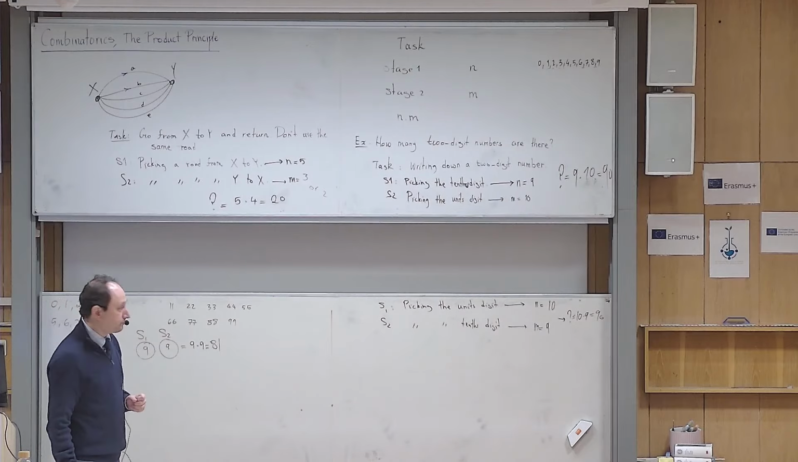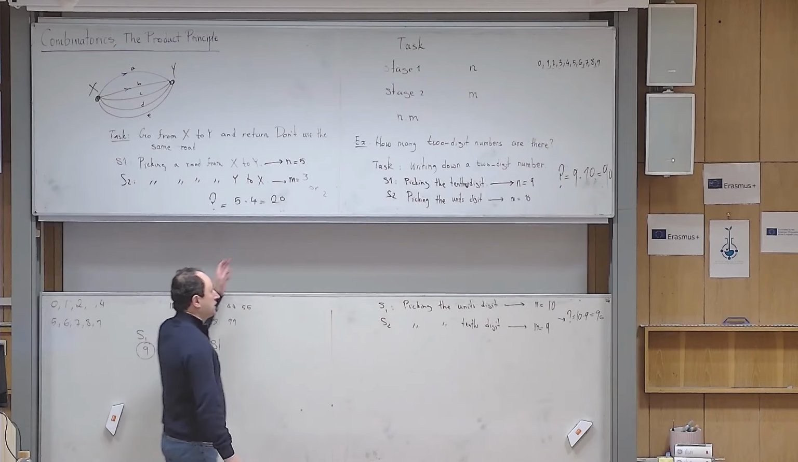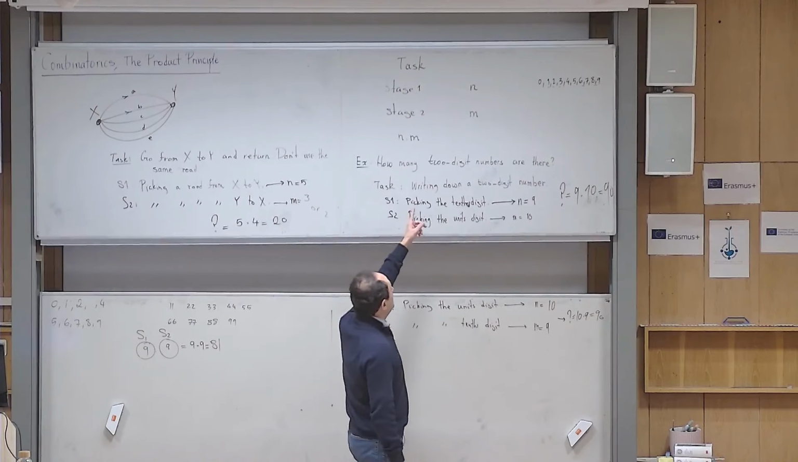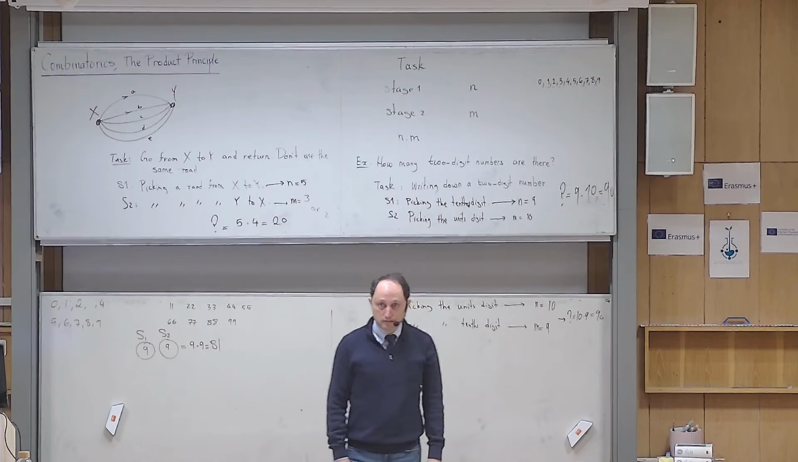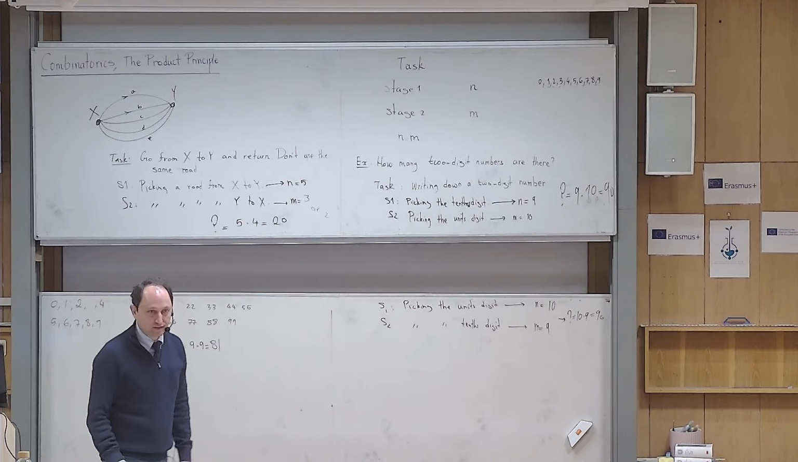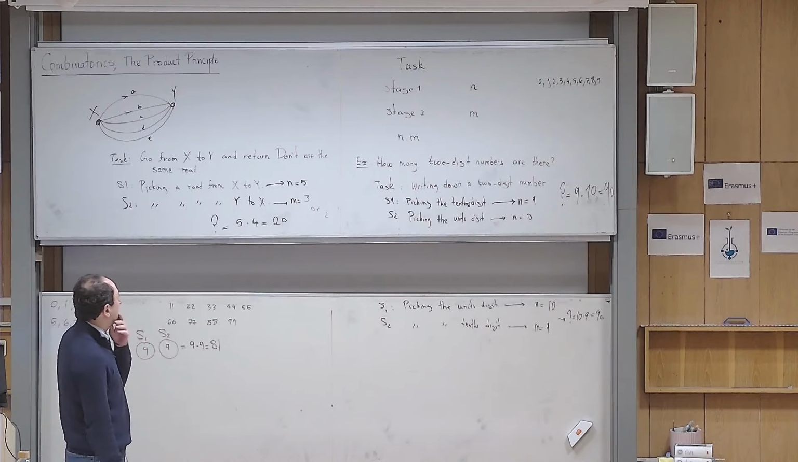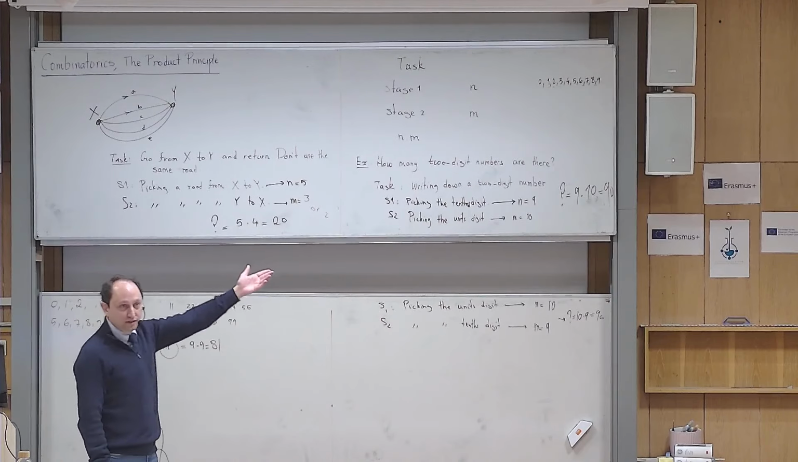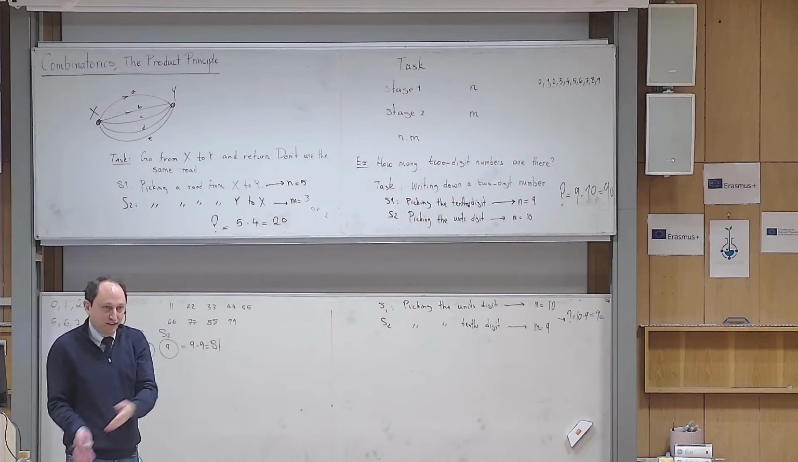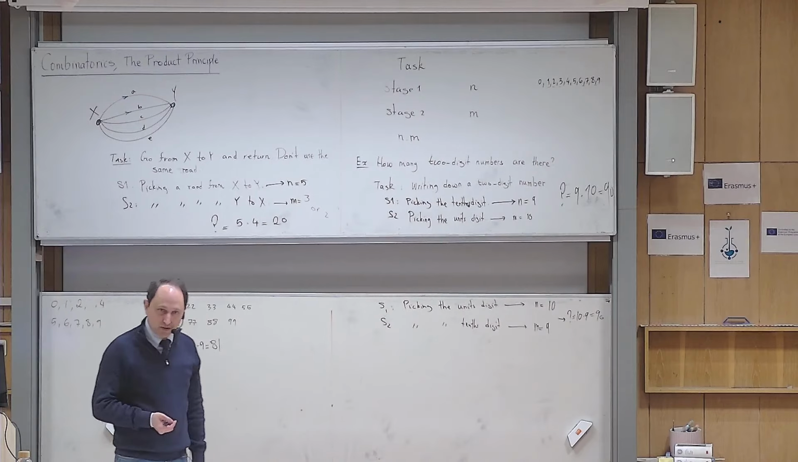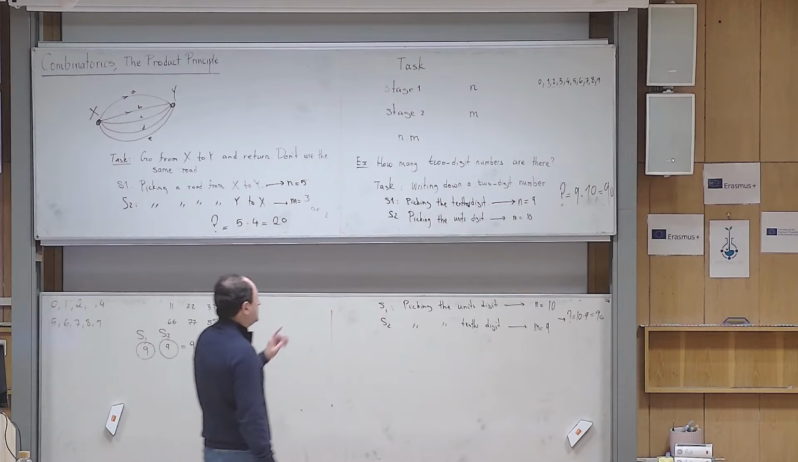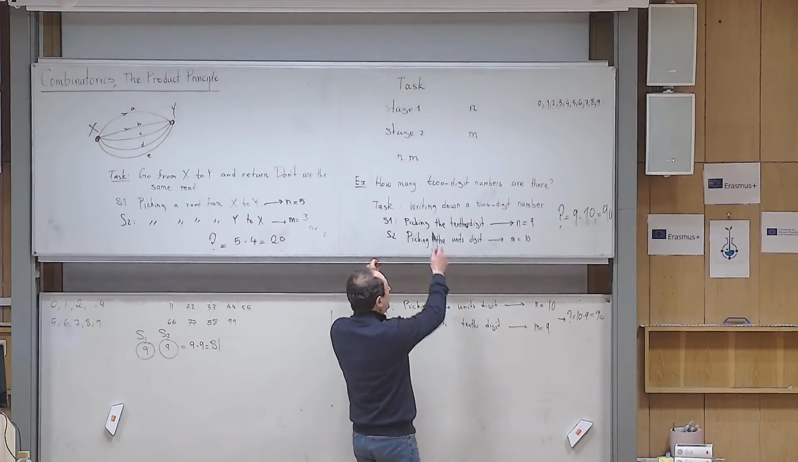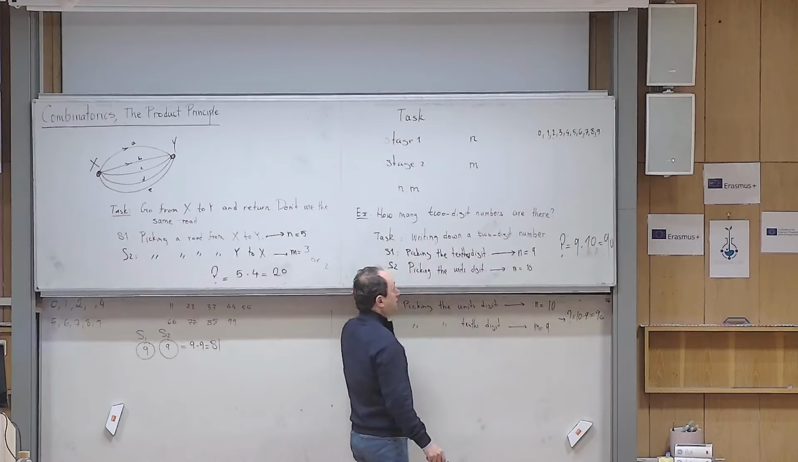Is that clear? Okay, so let me ask you this question. How many odd two-digit numbers are there? You already know the answer. 45. Because what was the total number? 90. Half of them are odd, half of them are even. So you already know the answer, but I want you to do it using the product principle to learn that. So the question is, how many odd two-digit numbers are there?